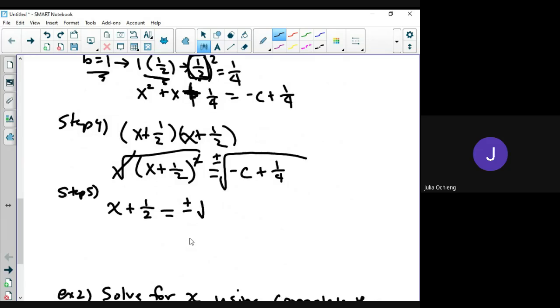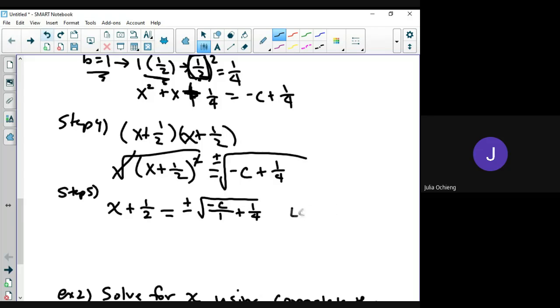Now I'm going to rewrite this a little bit because I need negative c plus 1/4 to be one number. Right now it's two terms. I need it to look like 1. So I'm going to write this as negative c over 1 plus 1/4. And then I'm going to get a common denominator. So I'm just simplifying it so that I'm taking the square root of one number instead of the square root of two numbers, okay? So I'm going to find the LCD, which is 4.